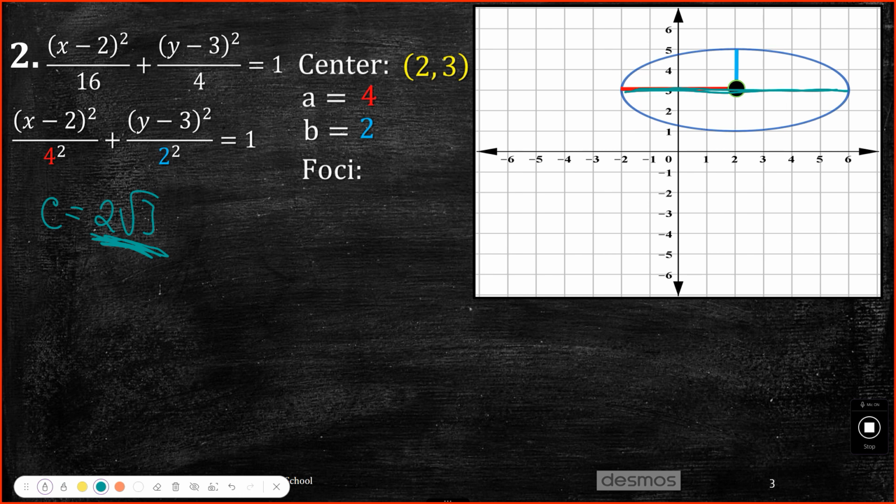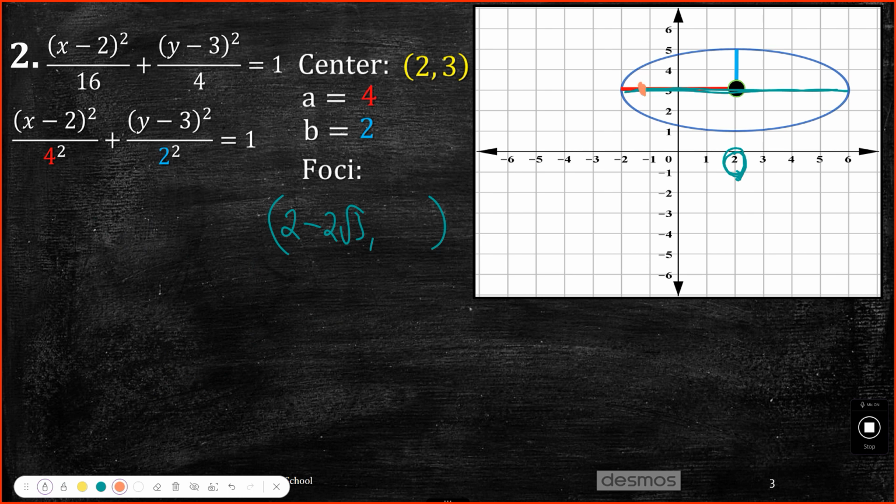But the starting point is not 0. When we did the last one, it was at the origin: starting there, it was 0 minus c, and then 0 plus c. In this situation, we're not starting at the center. We're starting at x equals 2. So to the left, we're going to go 2 minus 2 root 3. And what's the y value of this point? Somewhere right here is where the foci are.